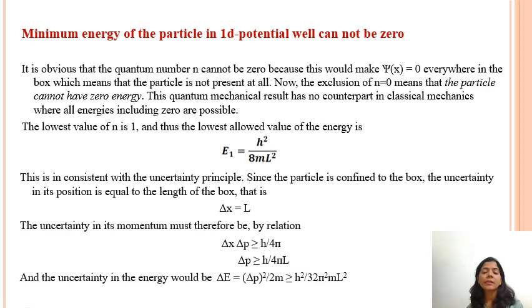This is consistent with the uncertainty principle. Since the particle is confined to the box, the uncertainty in its position is equal to the length of the box, that is, delta x equal to L. The uncertainty in its momentum must therefore be, by the relation delta x into delta p greater than or equal to h upon 4 pi, delta p greater than or equal to h upon 4 pi L. And the uncertainty in the energy would be delta E equal to delta p square upon 2m, greater than or equal to h square upon 32 pi square m L square.